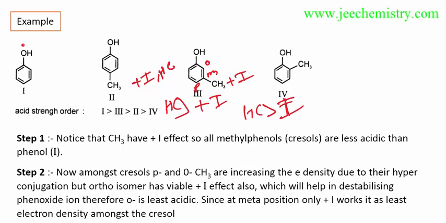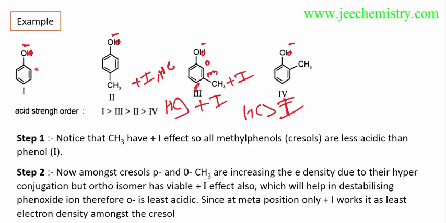Then we have to make the conjugate base. It will become O minus. This will become O minus. This will become O minus. This will become O minus. Now we have to check in which compound the minus charge is more stable. As the stability of the minus charge increases, acidic strength increases. But all these compounds provide plus I effect or hyperconjugation, so all these three compounds will be less acidic than this compound.